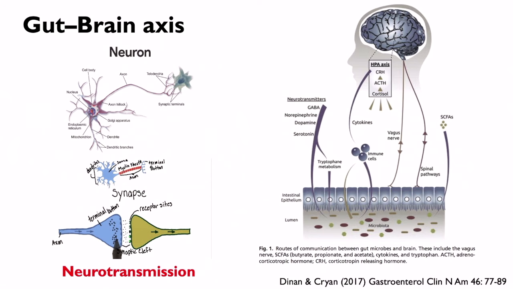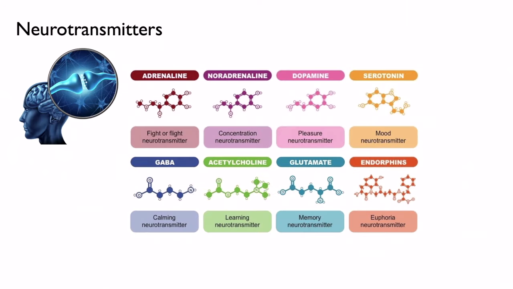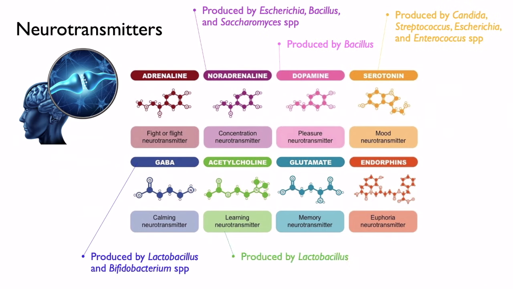And we know now that many of the microbes in your gut can produce these neurotransmitters. So these bacteria in your gut can actually produce a lot of these neurotransmitters. It's unlikely that the neurotransmitters produced in your gut are going to affect your brain.